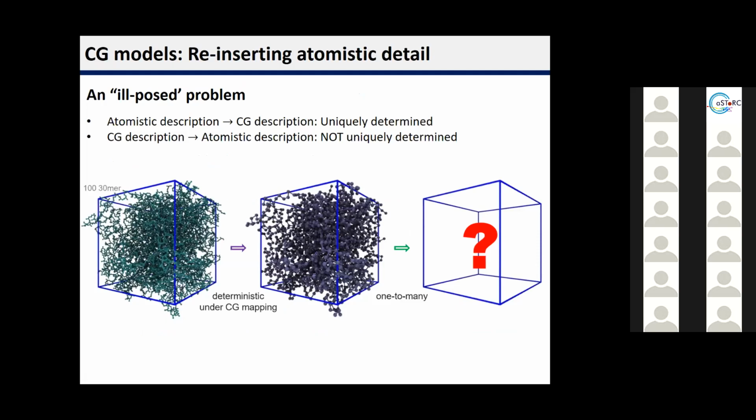Then we continue with the backmapping problem, where we reinsert the atomistic detail into the coarse-grained models. We have to note that this is an ill-posed problem, because when we go from the atomistic description to the coarse-grained description, the transformation is uniquely determined. But when we go back from the coarse-grained description to the atomistic description, the transformation is not uniquely determined. Hence, for one coarse-grained description, we can have many atomistic descriptions.